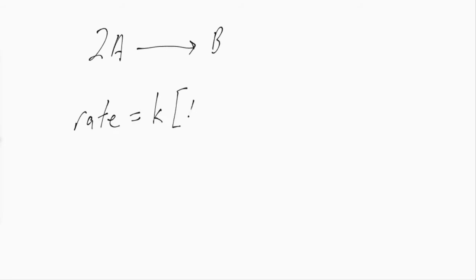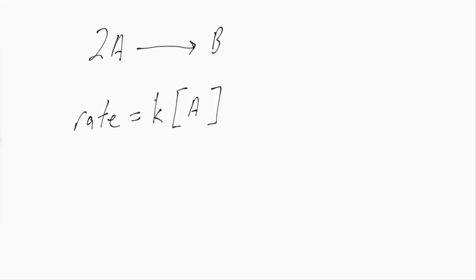Let's say that you have one reactant. Let's just say reactant A reacts with itself. So 2 moles of reactant A are going to form product B. So what the rate equation does is it tells you that the rate is equal to some sort of proportionality constant, I'll get more to that in a second, times the concentration of A.